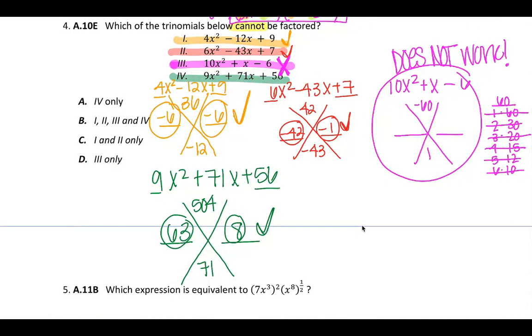So there's only one that does not work, which is the pink one, which is 3. So answer choice D, 3 only, is the one that does not work.